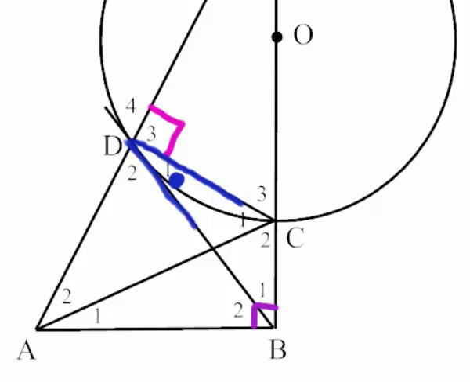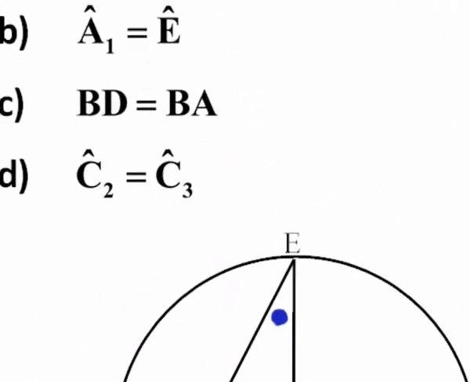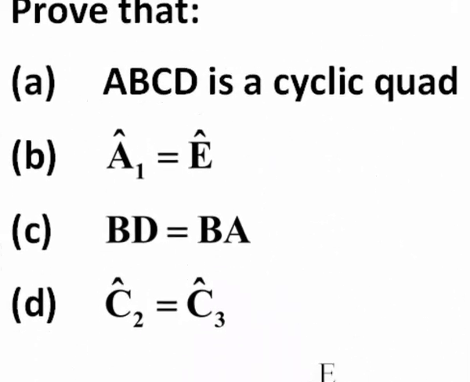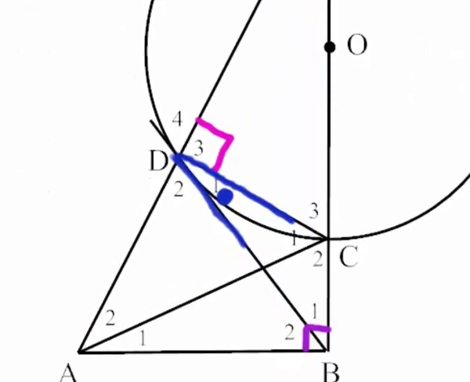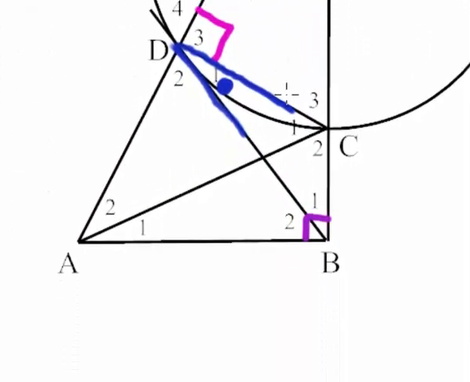Now let's explore what they want us to find. Okay, let's look at the first question. It says, prove that ABCD is a cyclic quad. Well, there we've got it. We've actually seen from the brainstorming that it is. Now, how do we set that out?